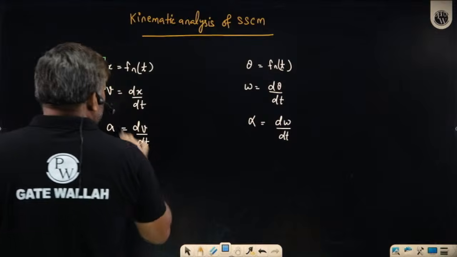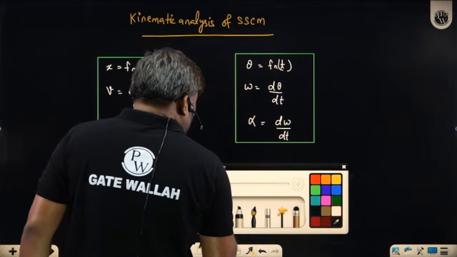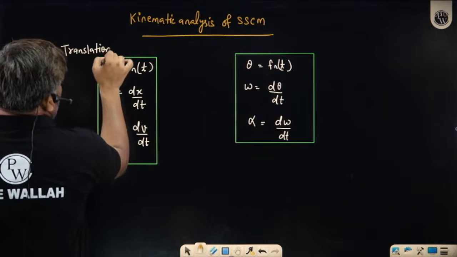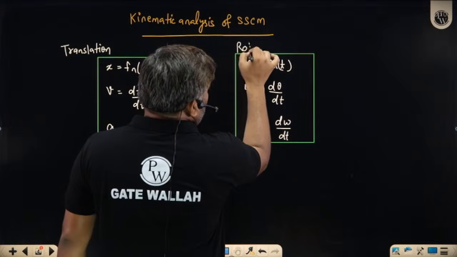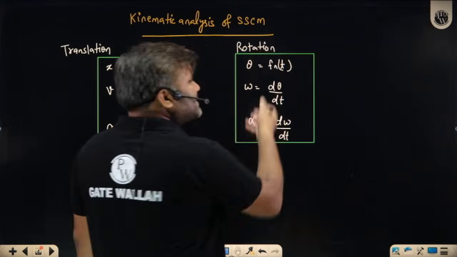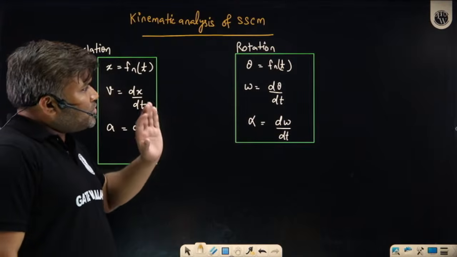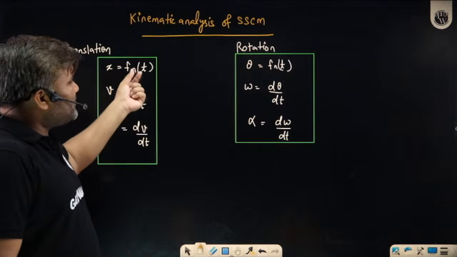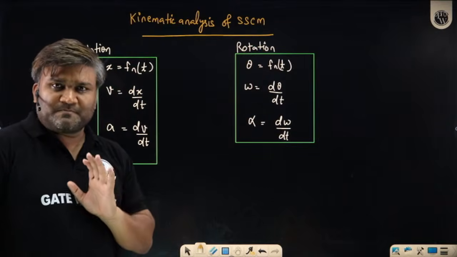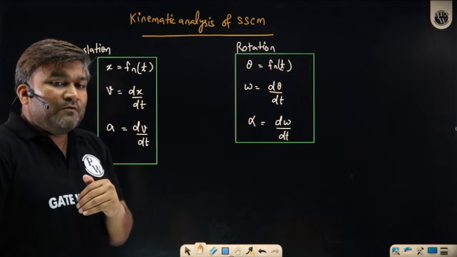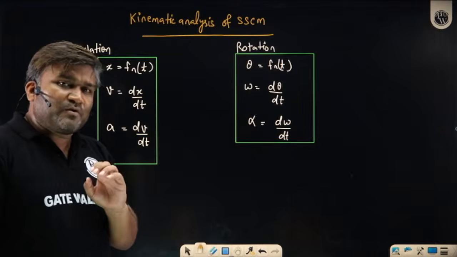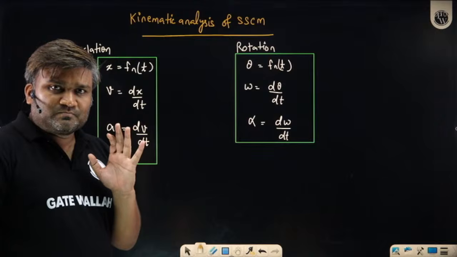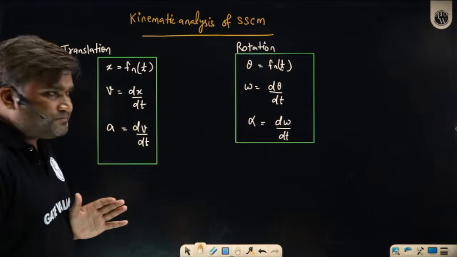I'm just telling you that if you are having something which is having translation, this is going to be our approach. And if something is having rotation, our approach will be something like this. Find out theta as a function of time t. Your main aim is to develop this theta as function of time t, or x as a function of time t. Rest is just mathematics, differentiation. So I'm not going to give you formulas here. I'm just giving you how the diagram looks and what is the process. After that, we just have to perform differentiation.